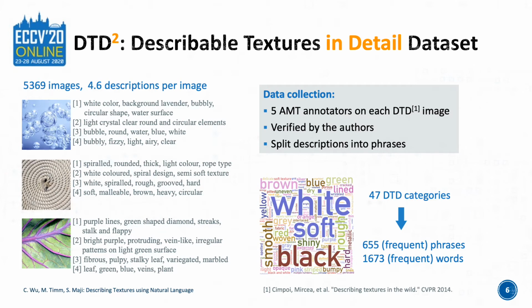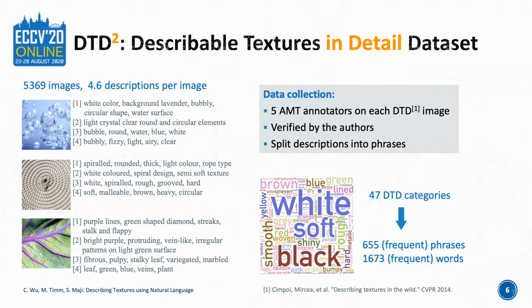Now we introduce our DTD2 dataset. We take texture images from DTD and ask AMT annotators to write natural language descriptions, and they are fairly verified by us. We find it difficult to describe all aspects of the texture with a long and grammatically correct sentence. Instead, most annotators use a set of phrases as a description. Therefore, we also have the descriptions parsed into phrases mainly based on the commas.